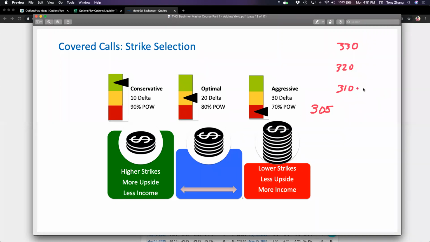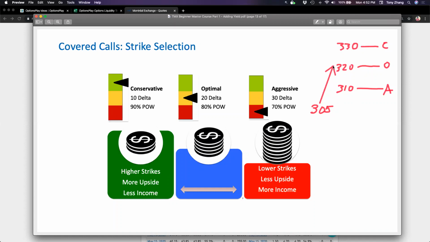So this equates to the aggressive strike price, this equates to the optimal strike price, and this equates to the conservative strike price. The conservative strike price requires the stock to rally much higher. These are your higher strikes. This gives your stock a lot more upside before you sell it. In exchange for that, you're going to get less income. The more aggressive strikes, in this particular case the 310 strikes, are much lower strikes. They give your stock a lot less upside, and you're going to get much higher amounts of income for it.